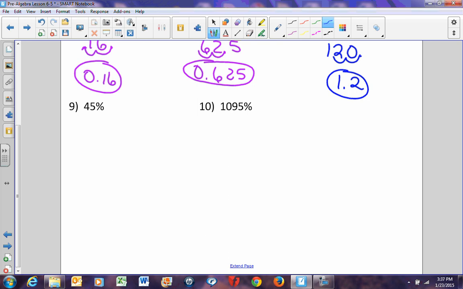45%. Scroll up a little bit more here. 45 with the decimal point would be here. Move it 2 places to the left. 0.45.